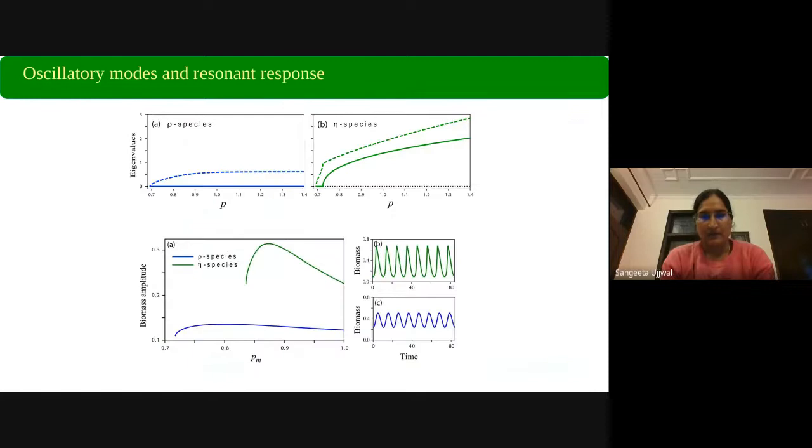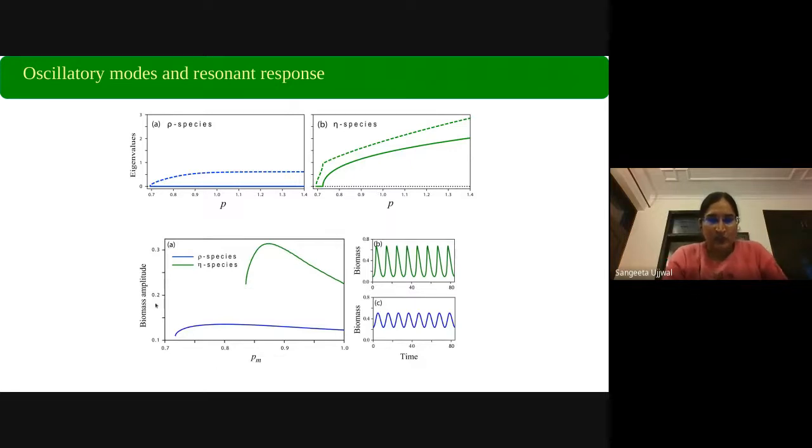If we do that and we plot the eigenvalue, the solid line represents the imaginary part of the eigenvalue, whereas the dashed line shows the real part of the eigenvalue. This is just to show that the rho species do not have oscillatory modes, whereas the eta species do have oscillatory modes because they have a finite imaginary part in the eigenvalue.